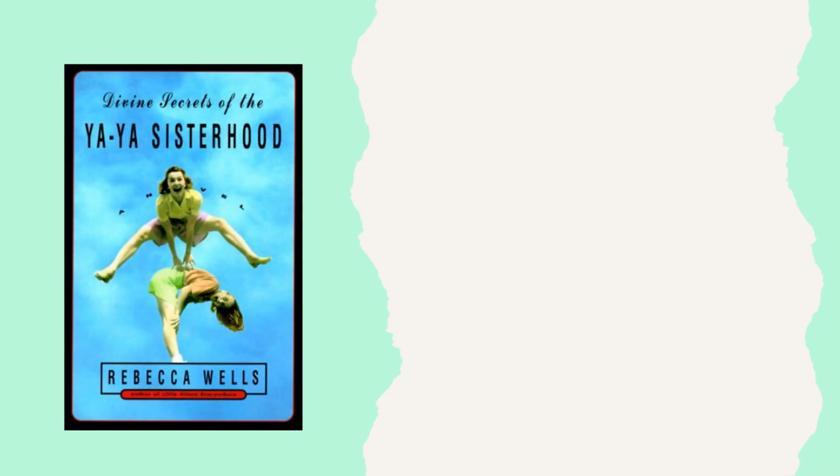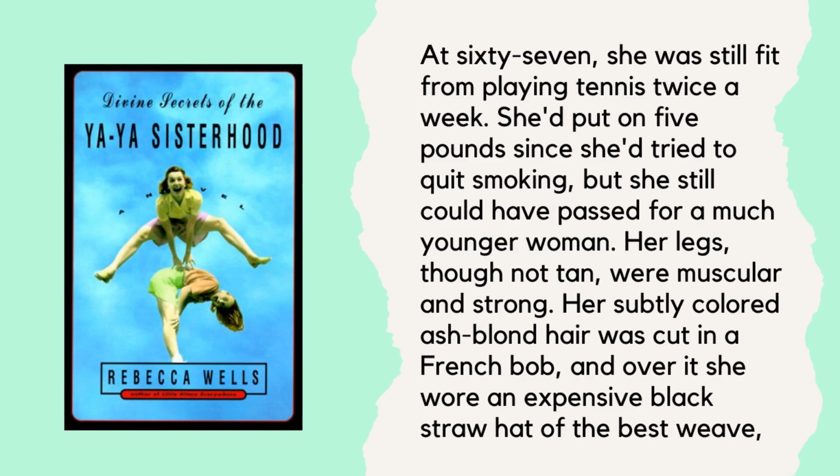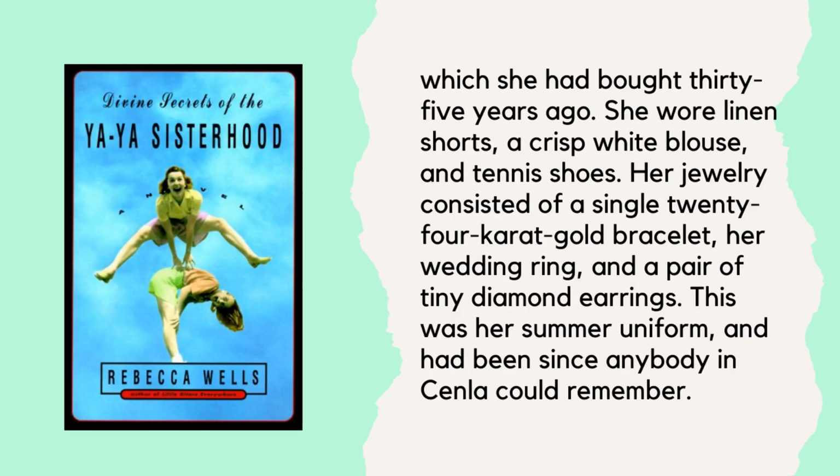Take, for example, this description of Vivi Walker from The Divine Secrets of the Ya-Ya Sisterhood. At 67, she was still fit from playing tennis twice a week. She'd put on 5 pounds since she tried to quit smoking, but she still could have passed for a much younger woman. Her legs, though not tan, were muscular and strong. Her subtly colored ash blonde hair was cut in a French bob, and over it she wore an expensive black straw hat of the best weave, which she had bought 35 years ago. She wore linen shorts, a crisp white blouse, and tennis shoes. Her jewelry consisted of a single 24-karat gold bracelet, her wedding ring, and a pair of tiny diamond earrings. This was her summer uniform, and had been since anybody in Senla could remember.